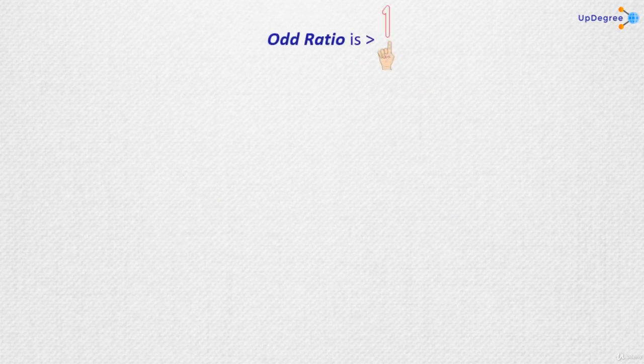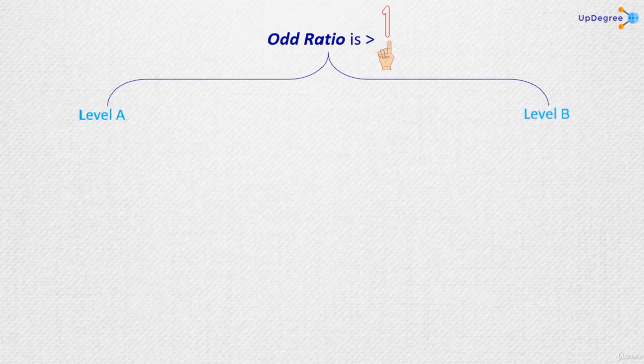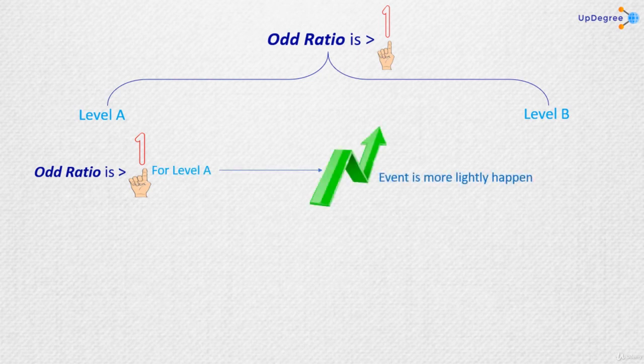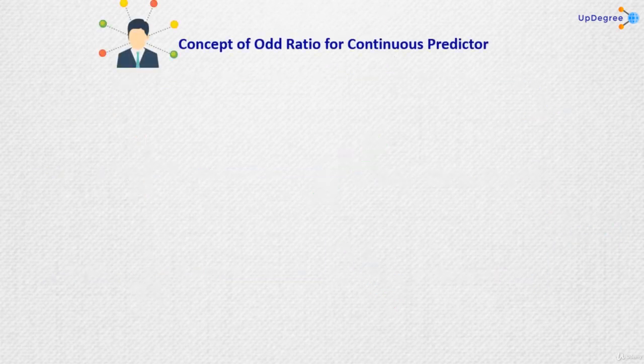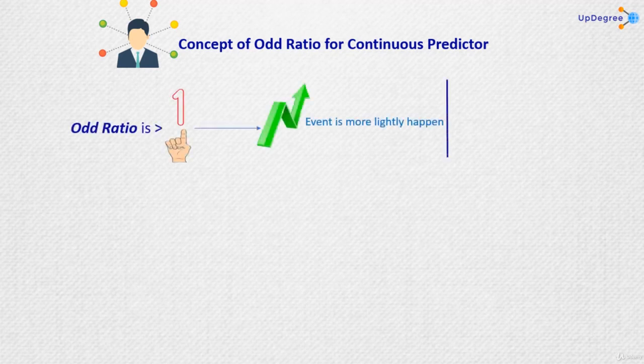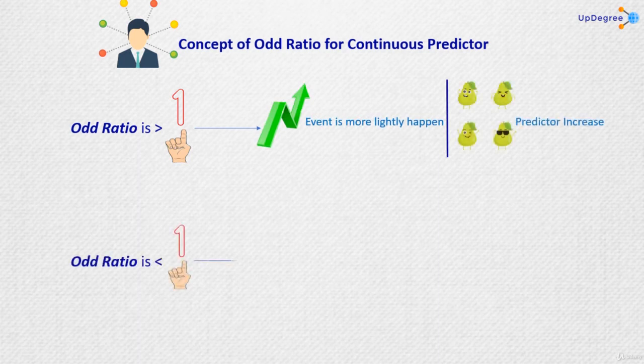Say there are two different levels, level A and level B. Odds ratio greater than 1 for level A indicates that the event is more likely to happen at level A. And odds ratio less than 1 for level A indicates that the event is less likely to happen for level A. Similarly for level B. And if we want to understand the concept of odds ratio for continuous predictors, odds ratio greater than 1 indicates that the event is more likely to occur as the predictor increases, and odds ratio less than 1 indicates that the event is less likely to occur as the predictor increases.